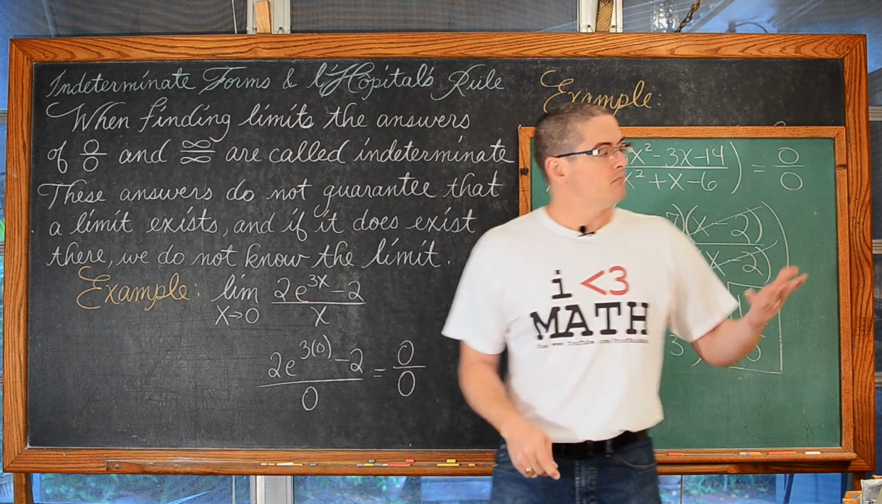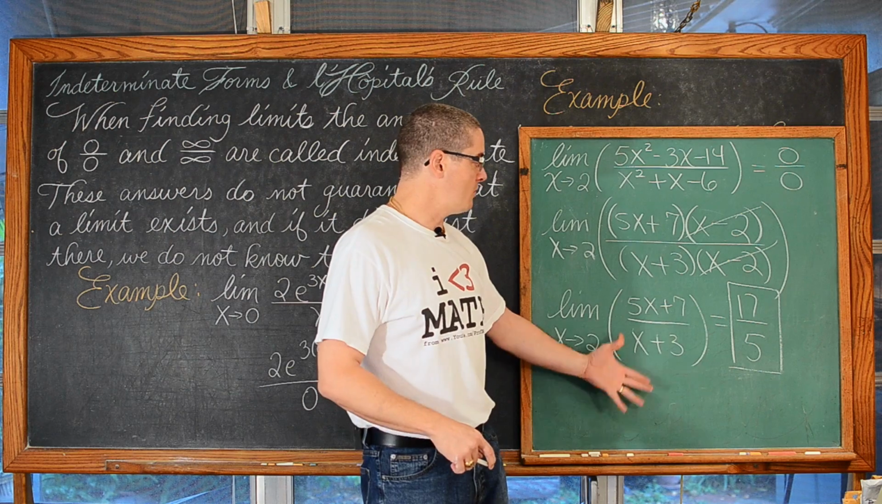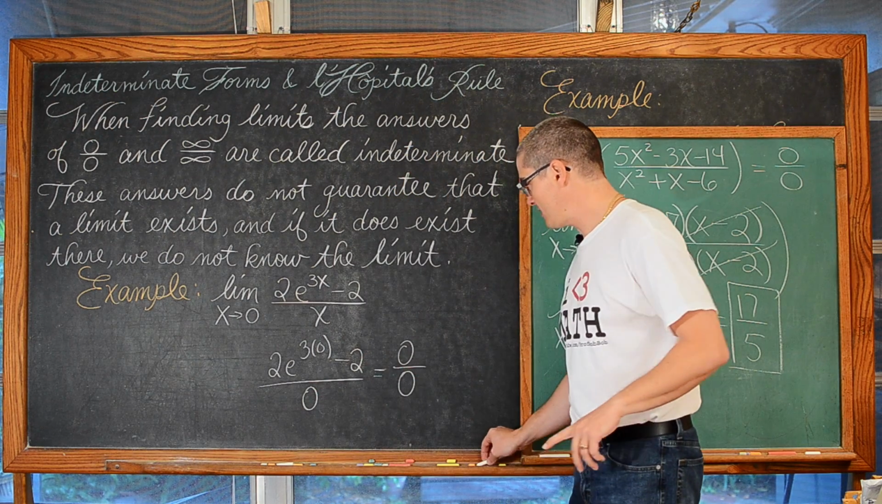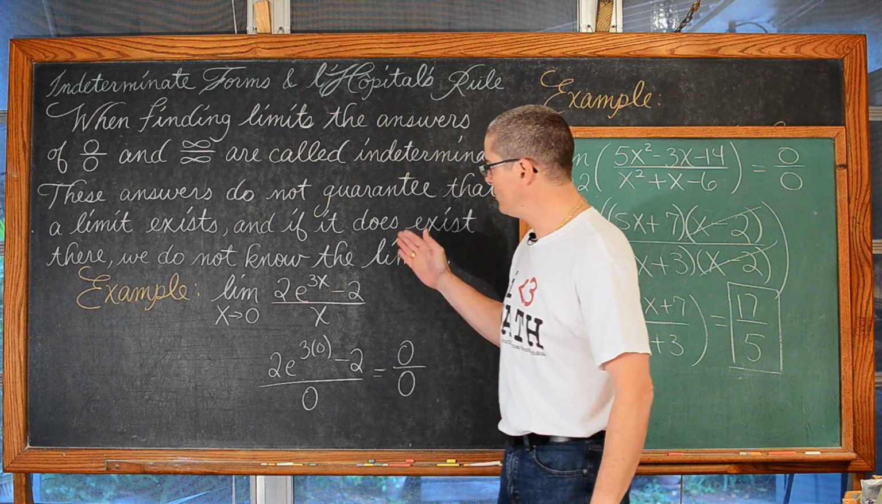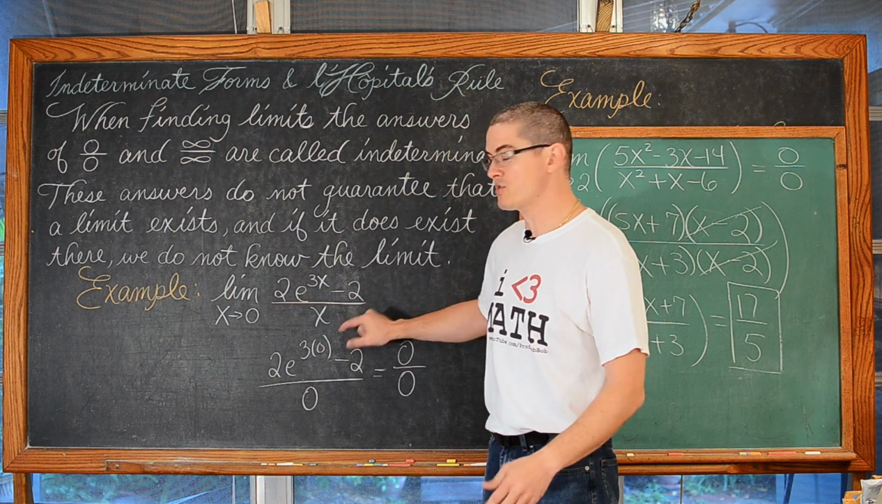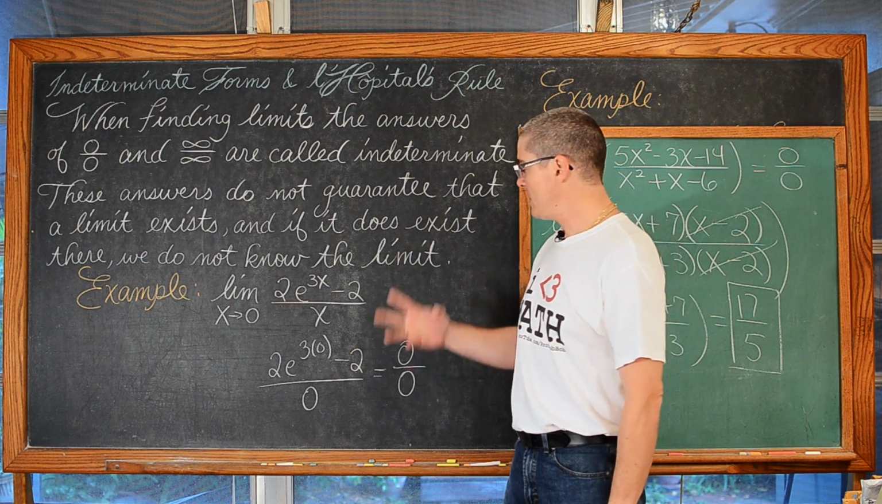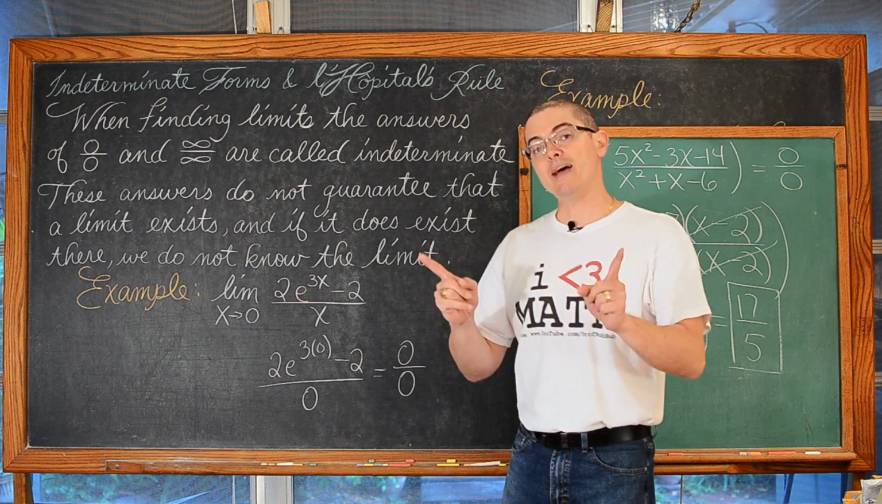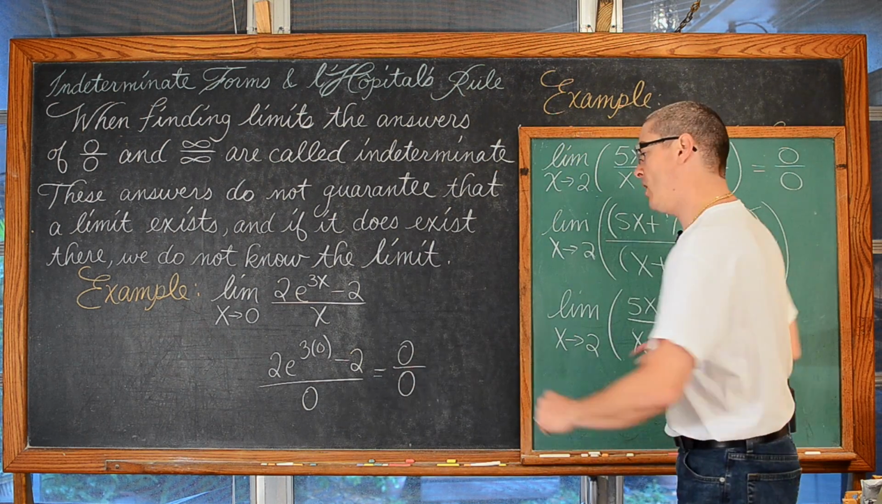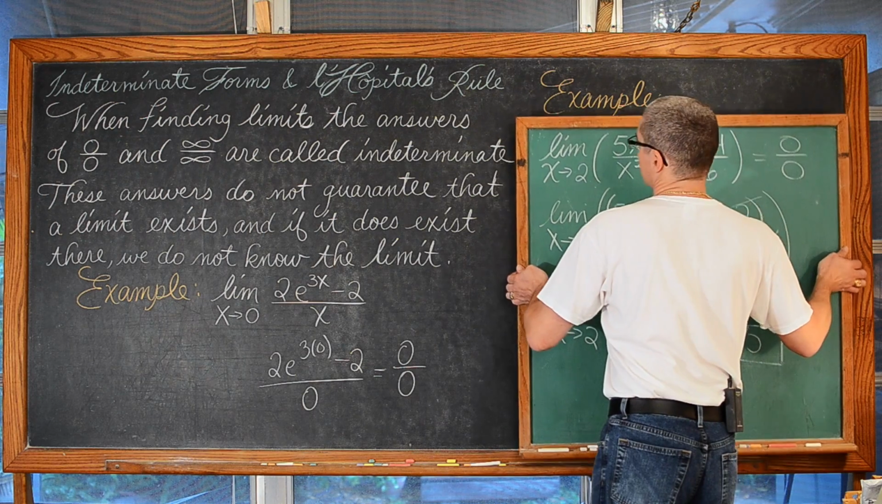Well, that's the same indeterminate form I had with this problem, but there is nothing that I can do with that expression or this function y equals 2e to the 3x minus 2 over x to get it out of this indeterminate form, and that is where L'Hopital's rule is going to help us out. So let me get this out of the way.